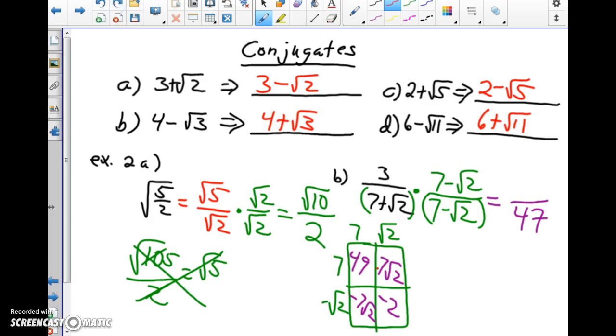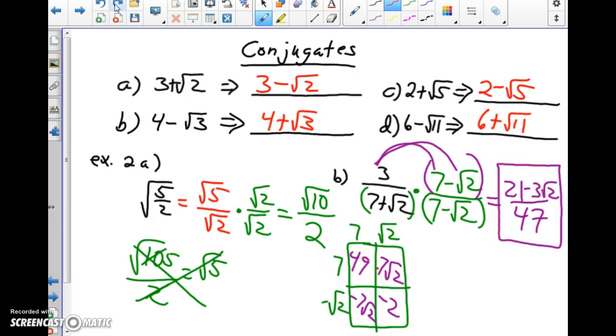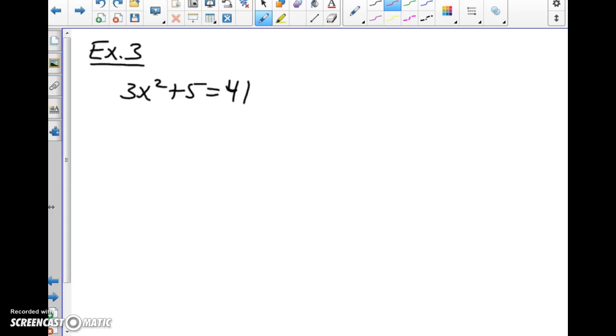Okay, what if I did this instead? Now you know what to do. Yes, it's going to be distributive. You're going to distribute the 3 to that. So 3 times 7 is 21. And then 3 times negative square root of 2 is negative 3 square root of 2. And now you've got the answer. It's all done. It's a totally different tactic you're learning how to do.